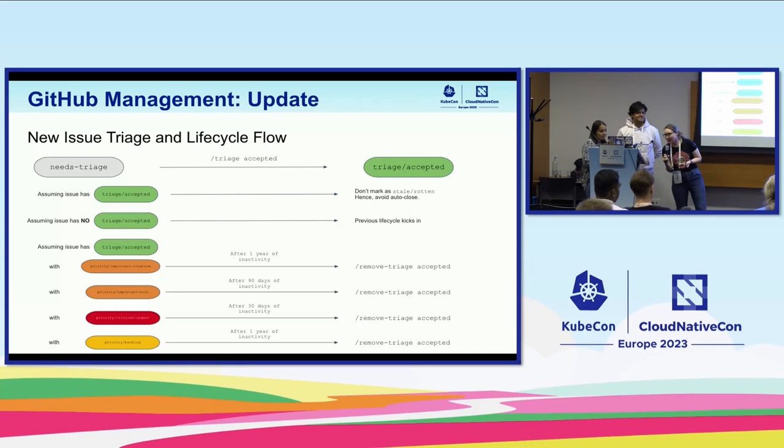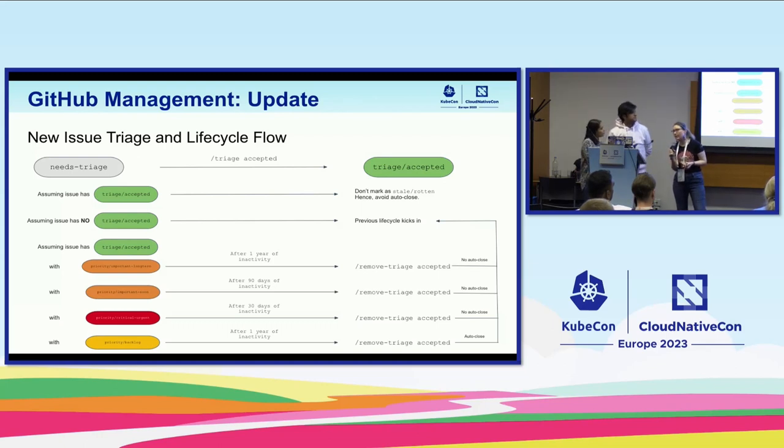And then there's also priority backlog. After 1 year of inactivity, something on your backlog will go back to the regular workflow of potentially being closed. So this is the new workflow. I think there's one more thing here. Yes. So essentially, if it doesn't have triage accepted, then it will be closed at some point. And we kind of use that triage accepted flag as a way to manage how quickly that closing happens.